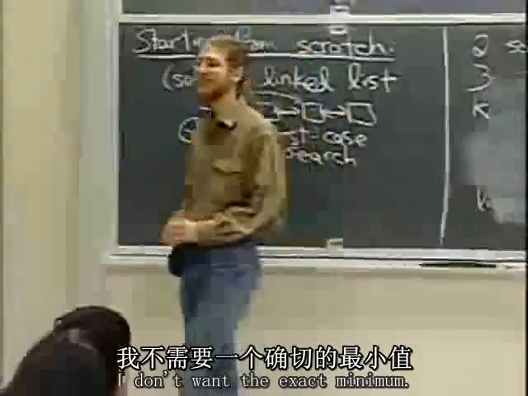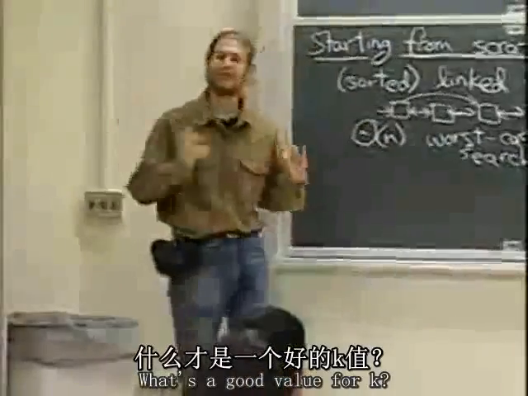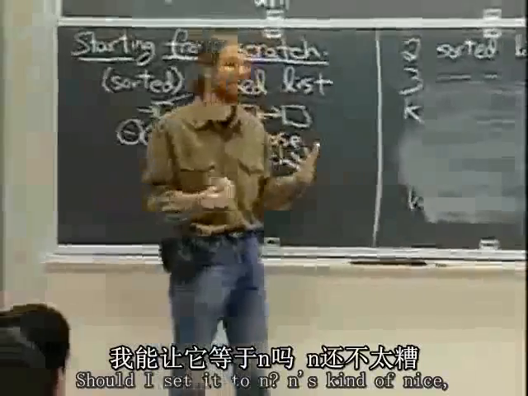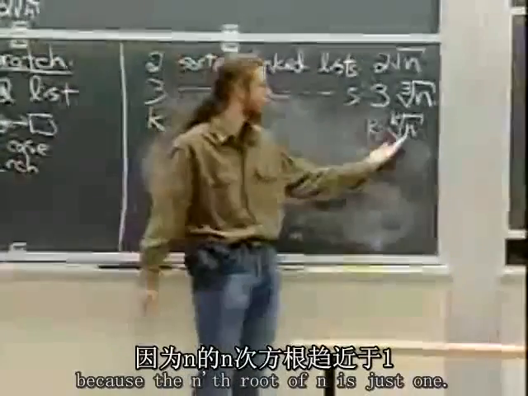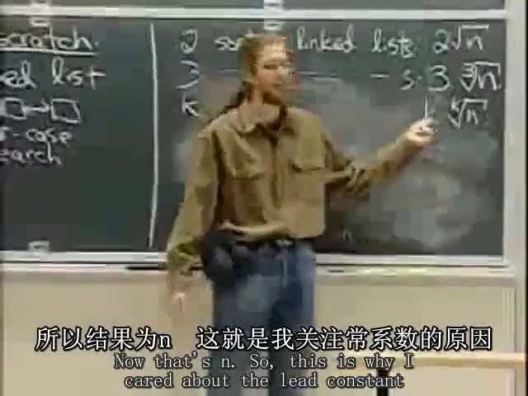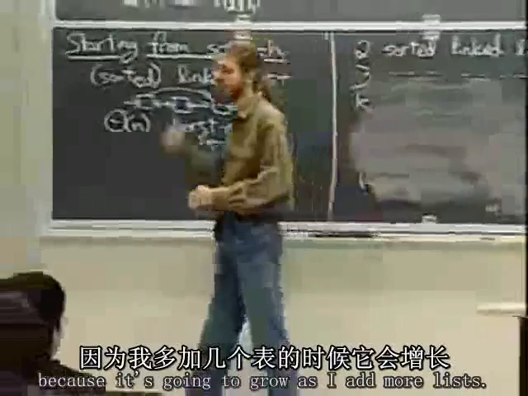I don't want the exact minimum. What's a good value for k? Should I set it to n? n is kind of nice because the nth root of n is just 1. But that's n. So this is why I cared about the lead constant, because it's going to grow as I add more lists.